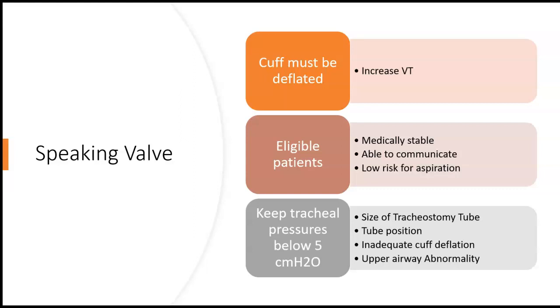You want to make sure you're only using these on eligible candidates. Patients go through a process, usually speech therapy helps out with the selection process, where we're looking for medically stable patients who are able to communicate anyway. You're not going to do this on somebody who's got altered mental status or is comatose, who's not going to talk to us regardless of the speaking valve. And because the cuff is going to be deflated, you want to make sure that you're doing this on patients of low risk for aspiration.